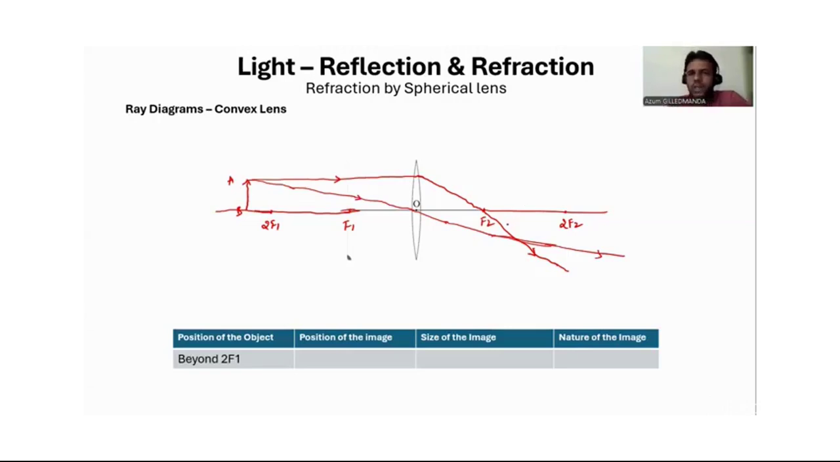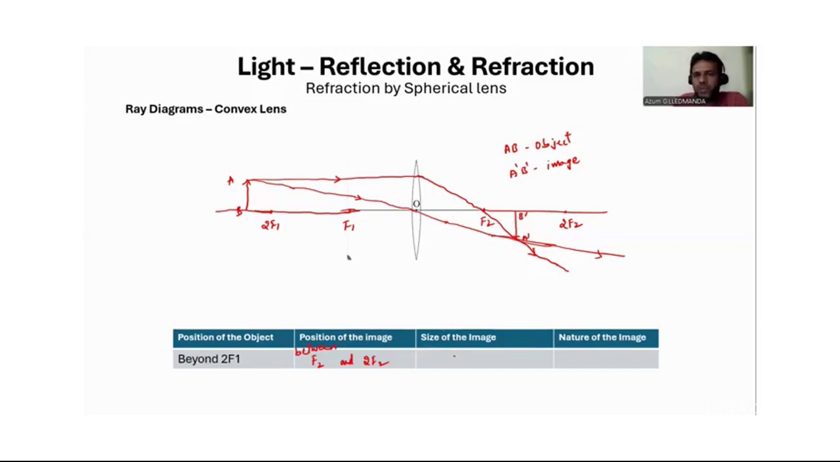So what is happening here? If the object is beyond 2F1, where are these rays intersecting? They intersect between F2 and 2F2. So this is my A'B'. AB is the object, and A'B' is the image formed. So how is this image formed, guys? The position of the image is between F2 and 2F2. You should write between.